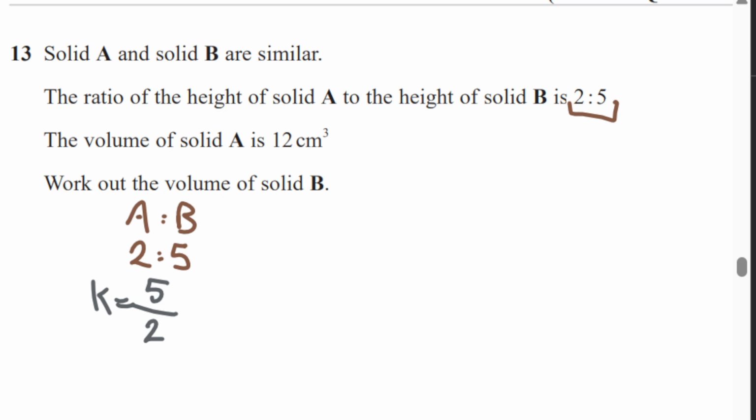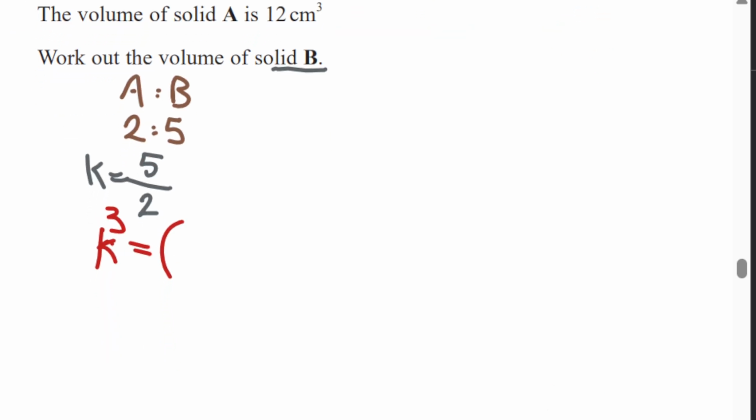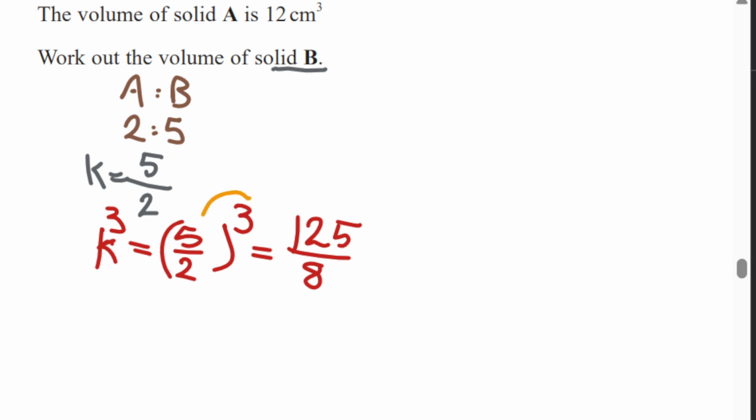Now the question asks you to find some volume. To find the volume, you need to find the scale factor of the volume, which is K cubed. And then we just cube the length scale factor. So how do you do that? We just do 5 over 2 cubed, which gives you 125 over 8, because 5 cubed is 5 times 5 times 5, which is 125. 2 cubed is 2 times 2 times 2, which is 8.